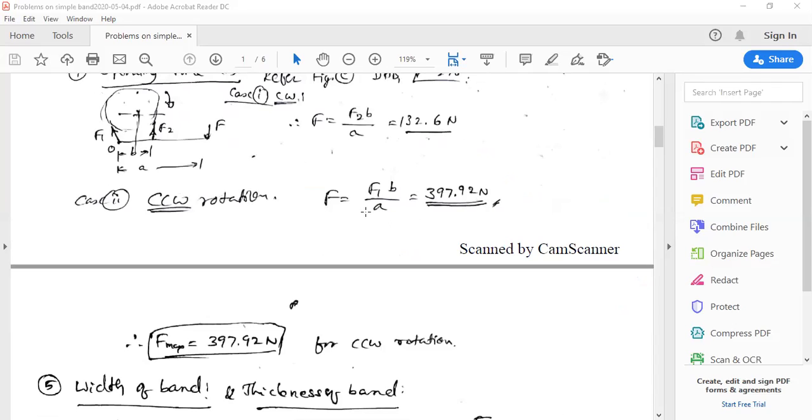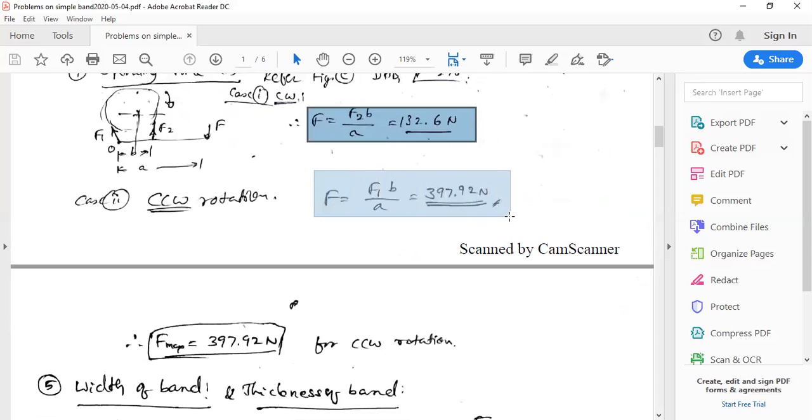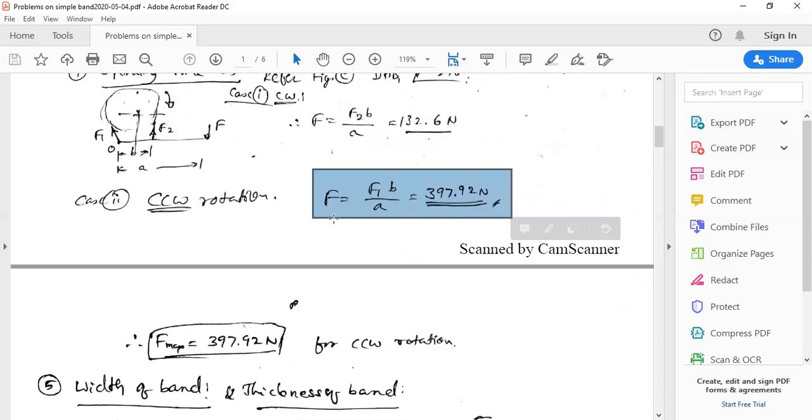Maximum operating force, or maximum braking force, is nothing but the maximum value of F, either for clockwise rotation or for anti-clockwise rotation. So by seeing these two values, for clockwise it is 132.6 newtons, and for counterclockwise rotation it is 397.92 newtons.